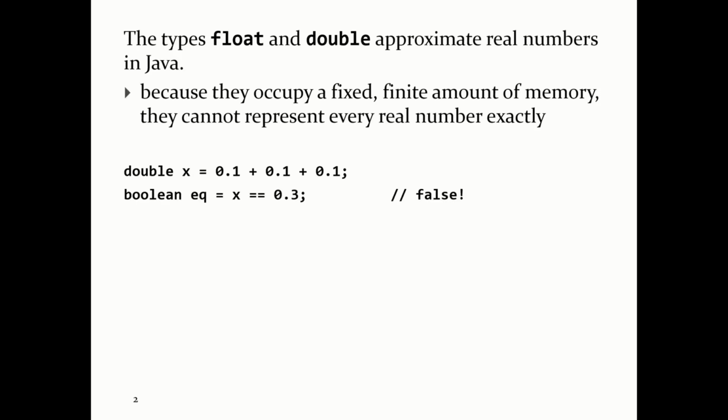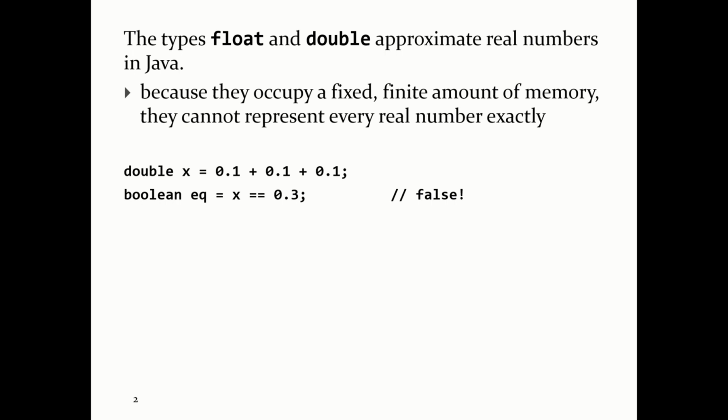Okay, so just like in C, the types float and double are approximations of real numbers in Java. Now, I told you that float, double, and all the primitive types occupy a fixed and finite amount of memory. And so what does that mean? You can't represent every real number exactly.